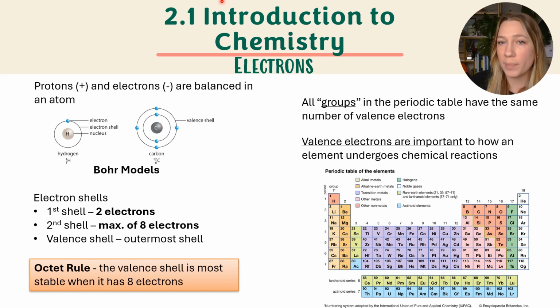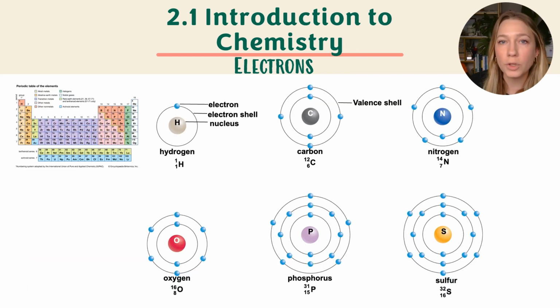This is related to our periodic table organization, where all groups have the same number of valence electrons and will therefore want to interact with other atoms similarly. Valence electrons are very important for us to understand how an element will undergo chemical reactions and interact with the elements around it. Looking at some further examples of Bohr models here, the way that these electron shells are depicted around the nucleus of specific atoms, we've already covered hydrogen and carbon, and now we'll look at nitrogen.